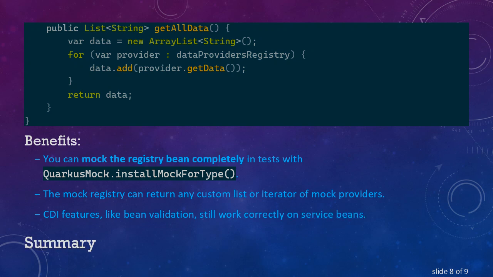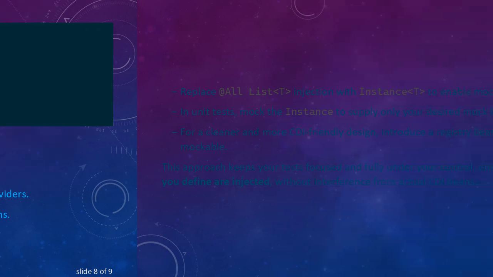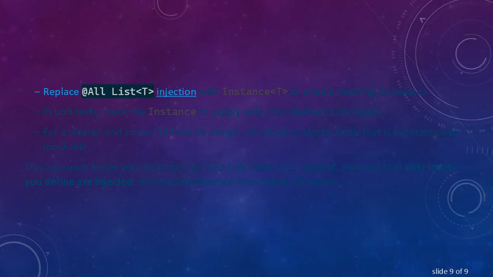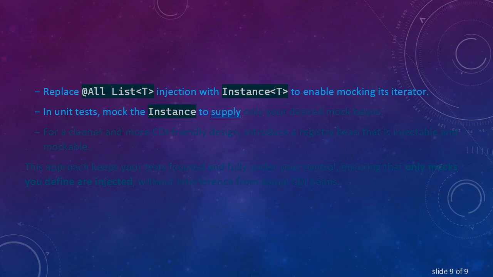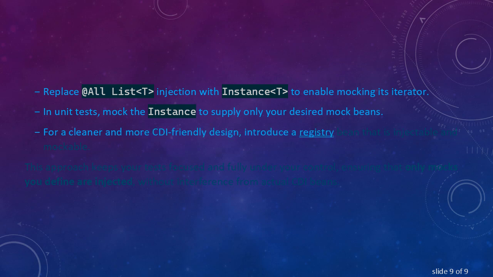Summary. Replace List<T> injection with Instance<T> to enable mocking its iterator. In unit tests, mock the Instance to supply only your desired mock beans. For a cleaner and more CDI-friendly design, introduce a registry bean that is injectable and mockable.